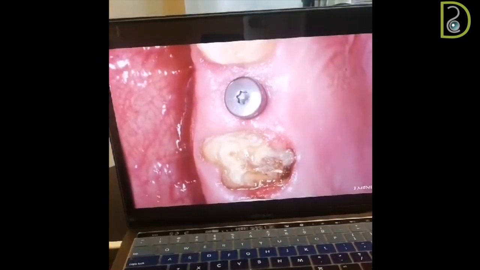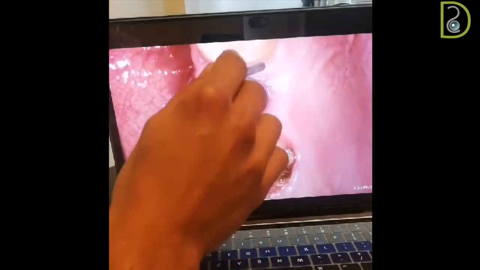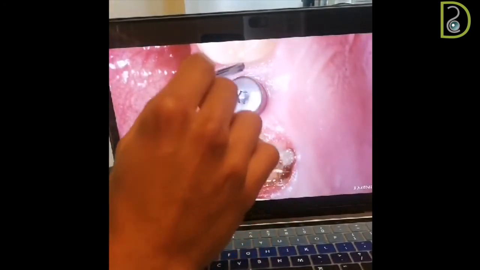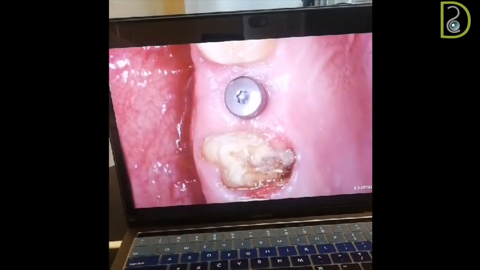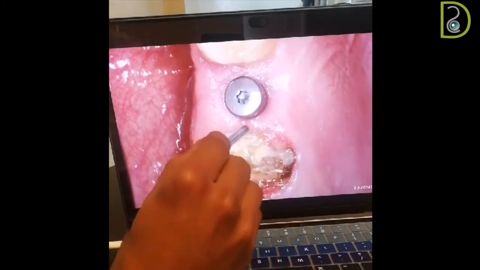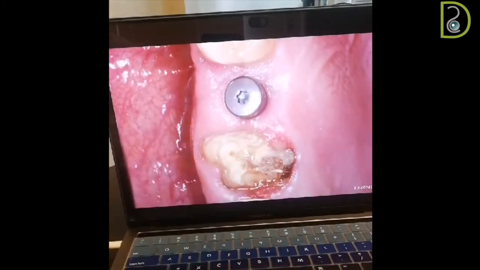So in this case, this is 3 months after placing the implant. The patient came to me just to evaluate the implant before I sent him back to the restorative dentist so he can start the restorative procedure. He came and he fractured the distal molar, as you can see here.